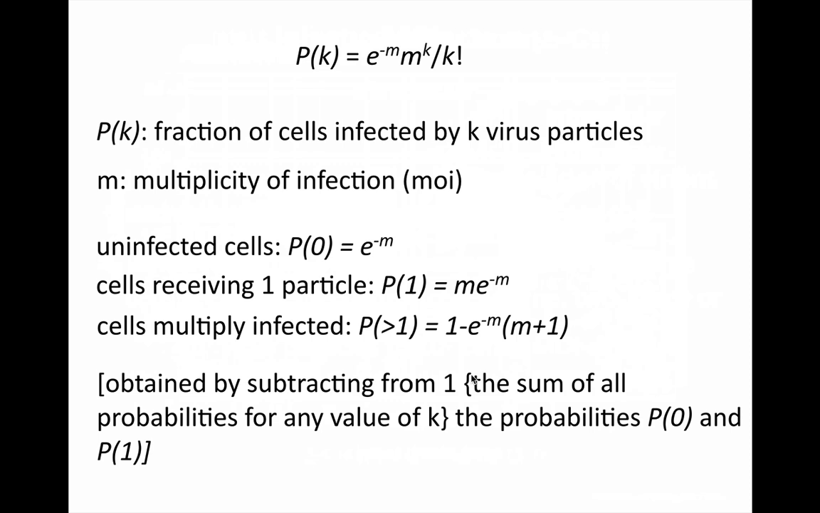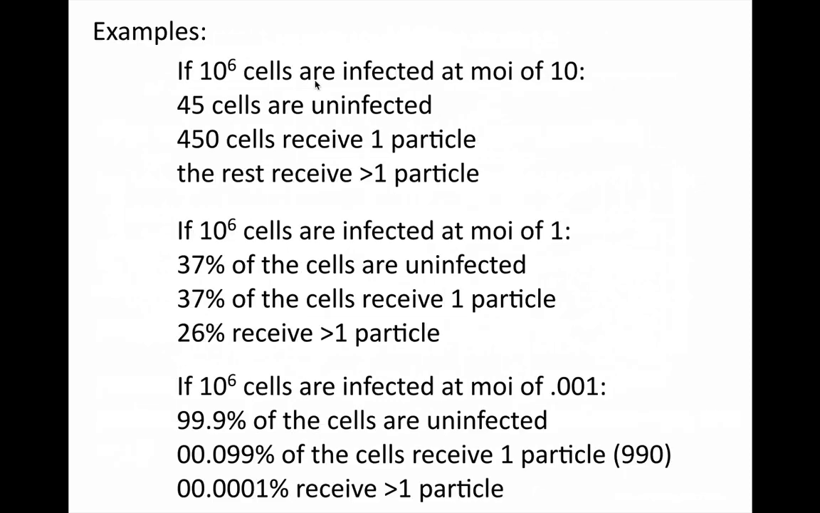So let's look at some examples of this. If you take 1,000,000 cells and infect them at an MOI of 10, and you use the previous equation and ask how many cells are uninfected, the answer is 45. 450 cells get 1 particle, and the rest receive more than 1. So an MOI of 10 is a really good way to infect the entire culture. In fact, you only need to do an MOI of 5, and that's sufficient, but we typically use 10 in virology, because you see very few cells out of the 1,000,000 are uninfected or just get 1 virus particle. 1,000,000 cells infected at an MOI of 1, 37% of the cells are uninfected. So here is a way to get at least a 2-step growth curve.